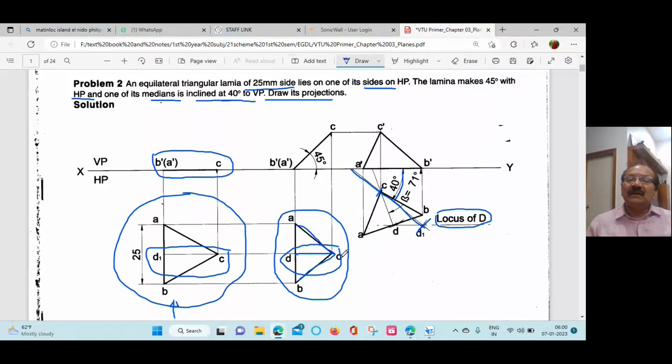Then measure the apparent length from the second triangle. This is CD, with the compass. Then keep one end of the compass on C, and cut an arc on the locus line here. It cuts here. Then join D to C, draw a line and extend it up to XY. Then measure this angle. This angle comes to be 71 degree.